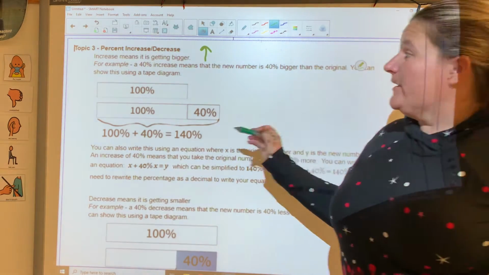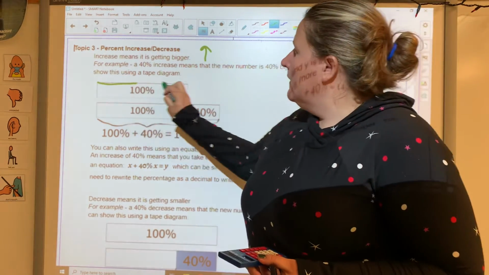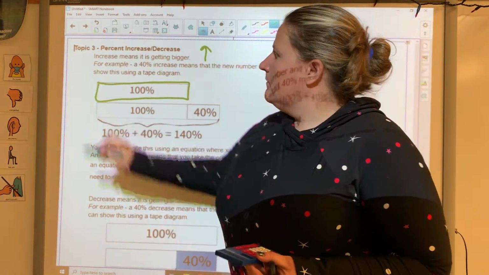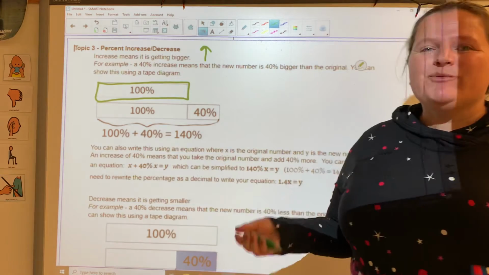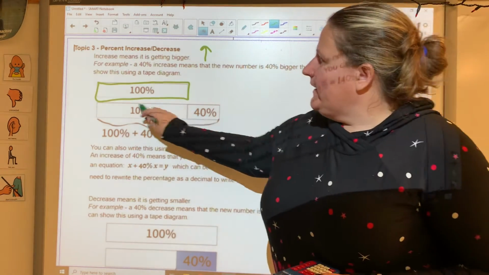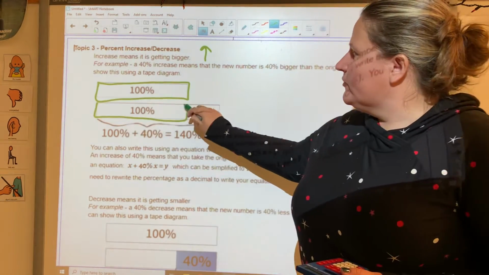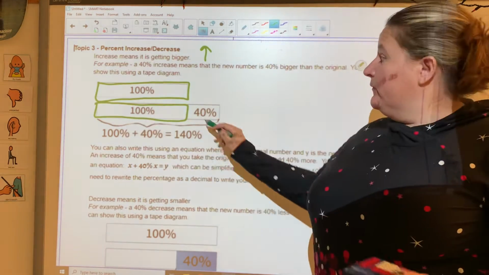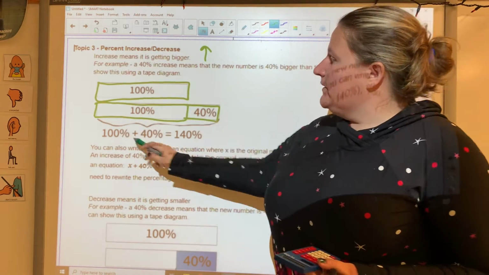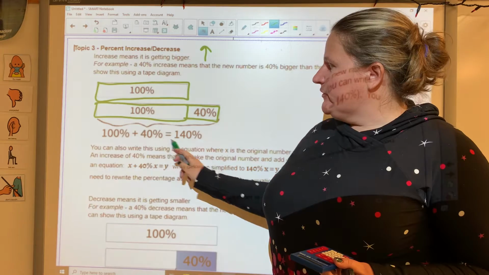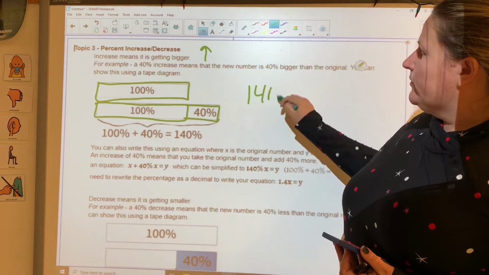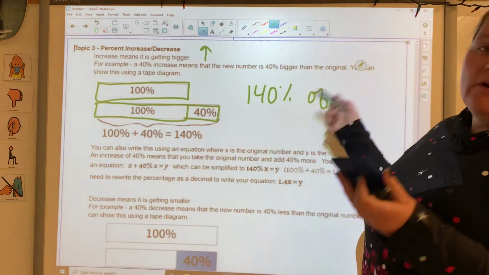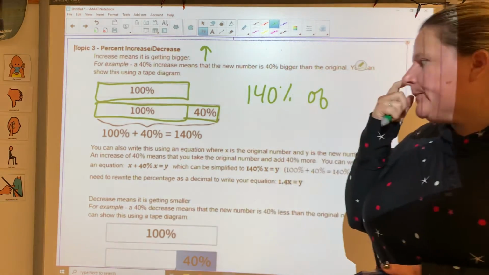So we can use a tape diagram. So imagine this bar is 100%. If I have a 40% increase, I'm taking that original 100% and I'm adding 40% onto it. So I'm really taking 100% and adding 40% to it, so I have 140%. So I really have 140% of whatever we're talking about. We don't know what we're talking about, okay?